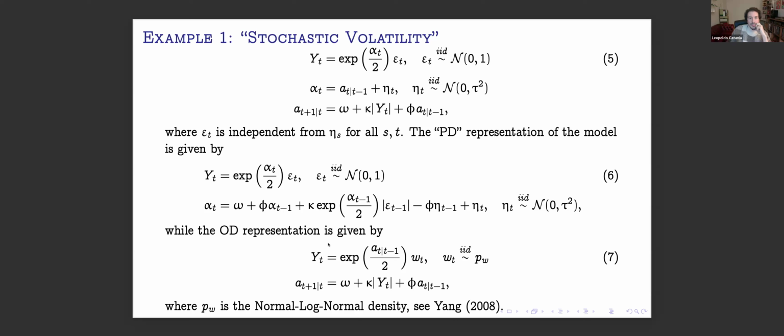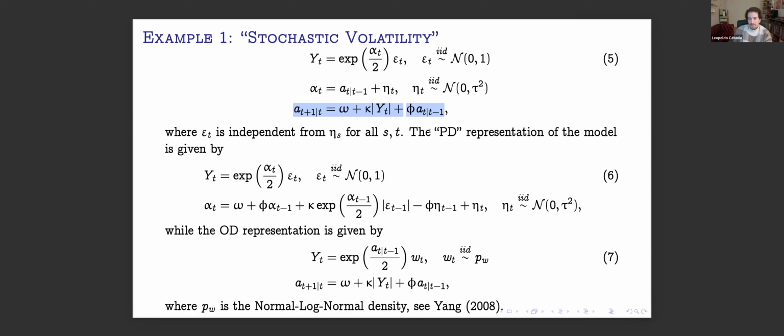Now, some examples. Here there is one example, a "quote" stochastic volatility model. So we have our measurement equation here. And then we simply assume, for example, that alpha t, the state variable, is defined in this way. And then we set up a recursion for alpha t given t minus 1. And here I define it like this for simplicity, but of course, different specifications can be set up.